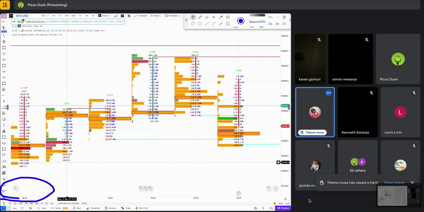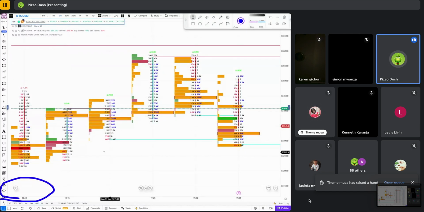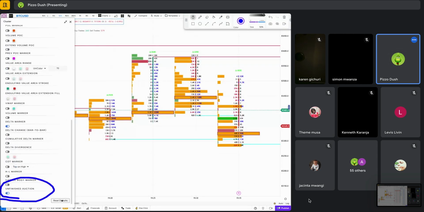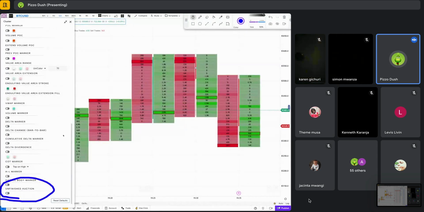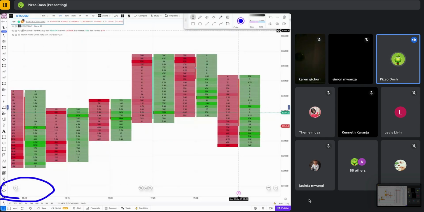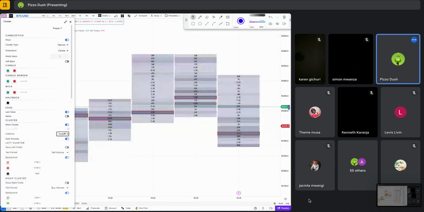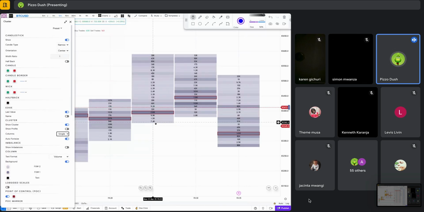Okay, let me reset it on the settings. I've just reset it to the default. So yako ukisubscribe itakuletea hivi. So go to the settings, then kitu ya kwanza tumesema nini? On the columns ikuwe single. So make sure it's single like that, not double.